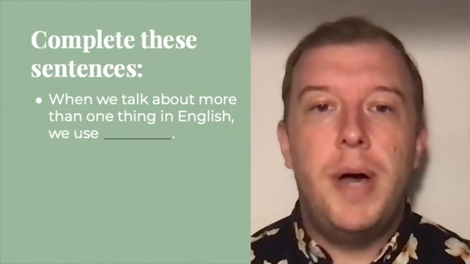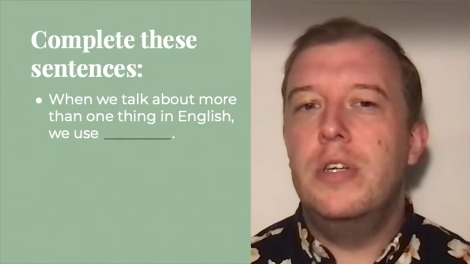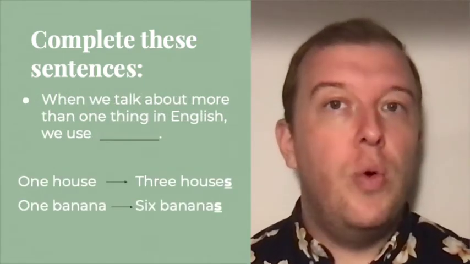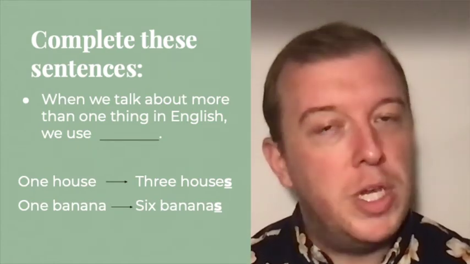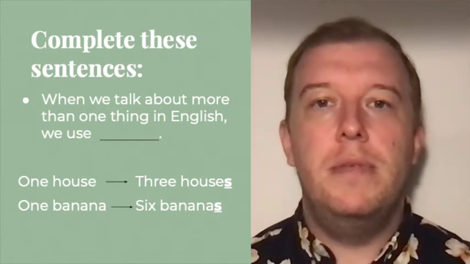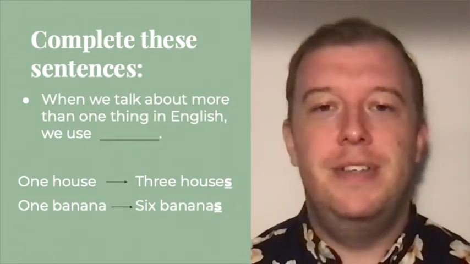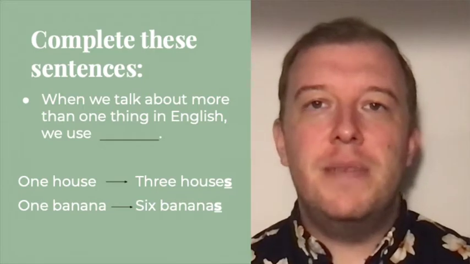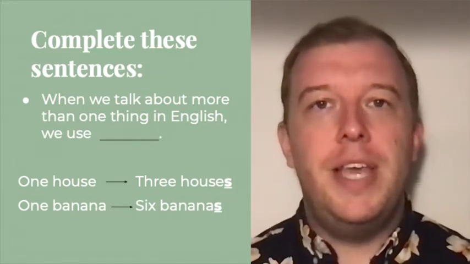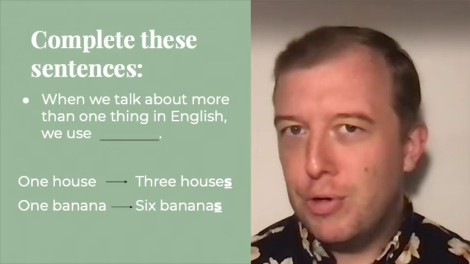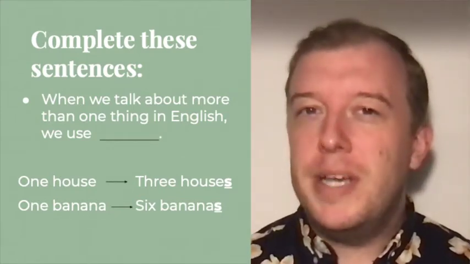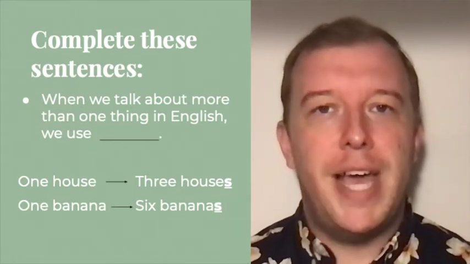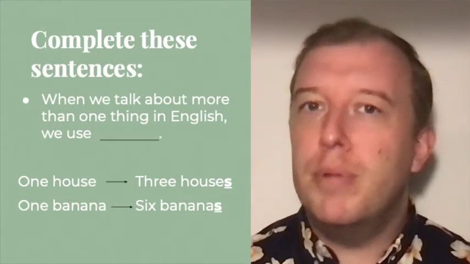When we talk about more than one thing in English, we use S. So for example, one house becomes 3 houses. One banana becomes 6 bananas. 6 bananas sounds better than 1. So it's a simple matter of adding S to the end of a word, and that makes it plural. Now, there will be some exceptions to this, because English doesn't always follow the rules, but for now, add an S to make it plural.